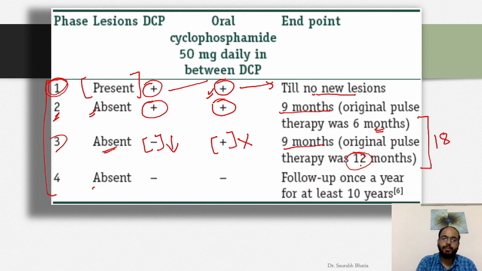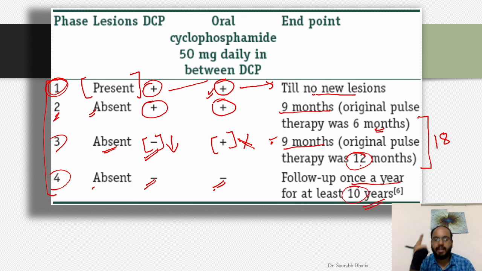So, this modification gives DCP monthly for an additional 9 months, but the oral cyclophosphamide is stopped. In phase 4, no DCP is given, no oral cyclophosphamide is given, and follow-up annually is done for the next 10 years to look mainly for the disease activity of pemphigus and the associated long-term side effects of cyclophosphamide.